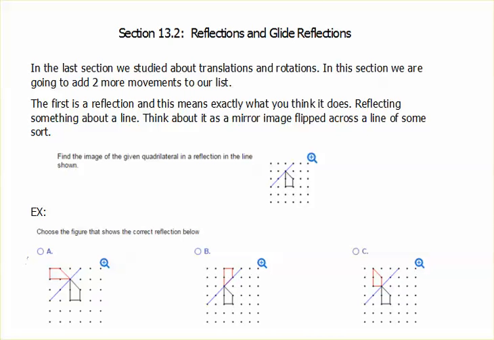The one we're going to focus on here is a reflection, and this really means exactly what you think it might. You're reflecting something about a line. You can think about it as kind of like a mirror image, flipping some figure or some object across a line. Let me show you what that's going to look like.